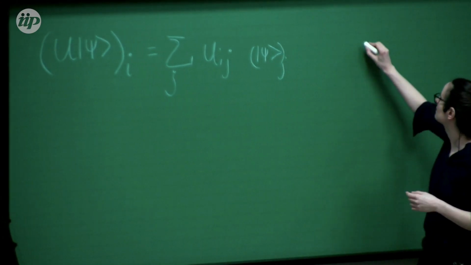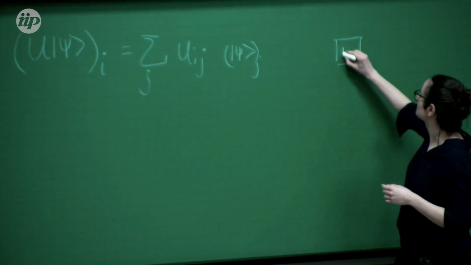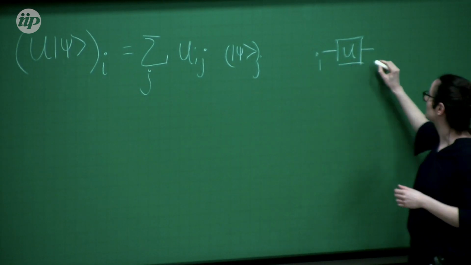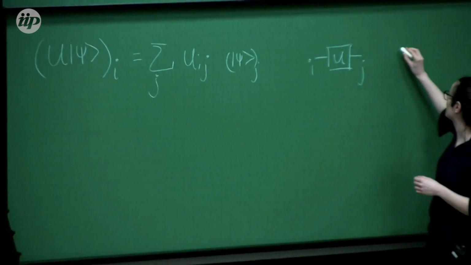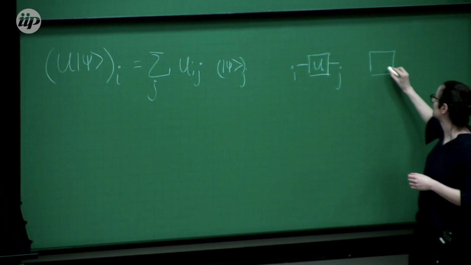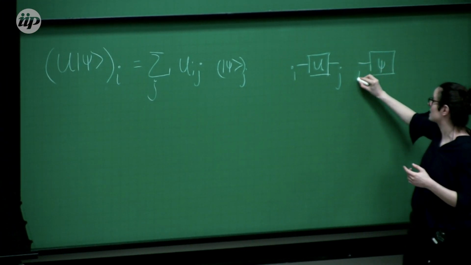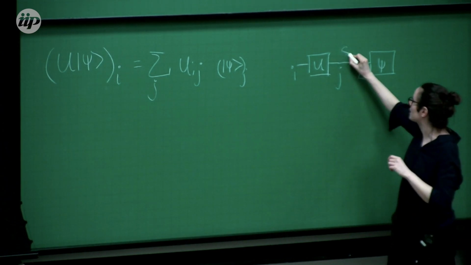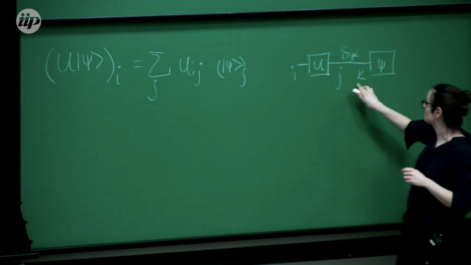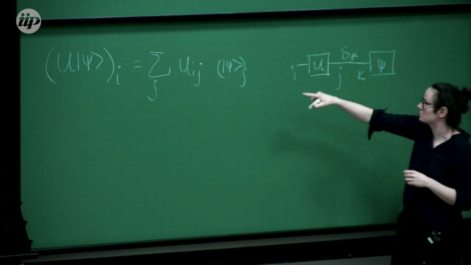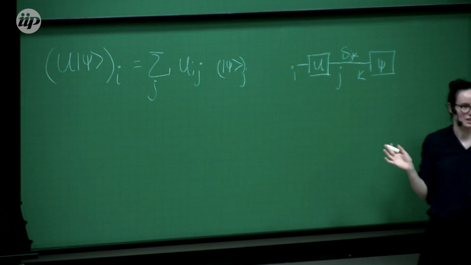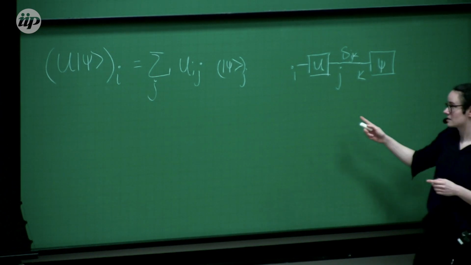And in our diagram language, we would have U, so it has 2 legs. And then we have our psi, which has 1 leg. Let's call it K for now. And if we connect them, that actually means that we write delta JK. So this becomes a J, and then we have to sum over this index that we just changed with them. That's everything about contracting these legs.